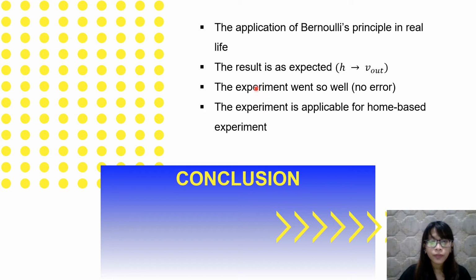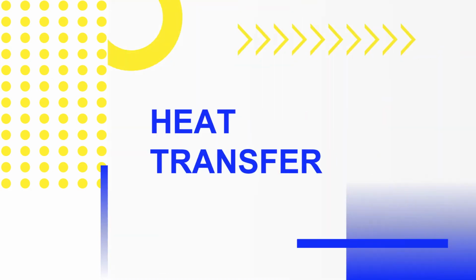As the height is getting higher, the velocity of the output flow is higher as well. And then the third one is the experiment went so well. There was no error during the experiment. And the last one, I can conclude that the experiment is applicable for home-based experiments since it is very easy, and the components needed to build the setup are also so easy to find. So it is so applicable for home-based experiment.